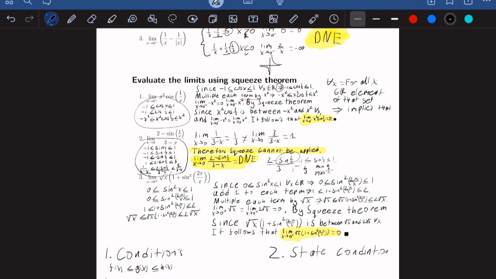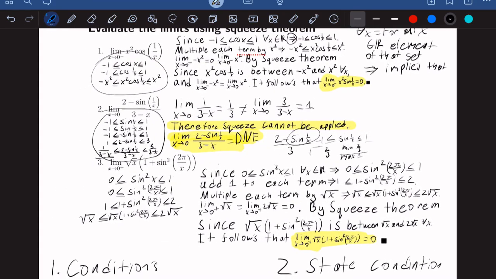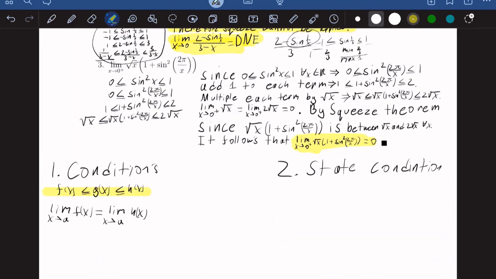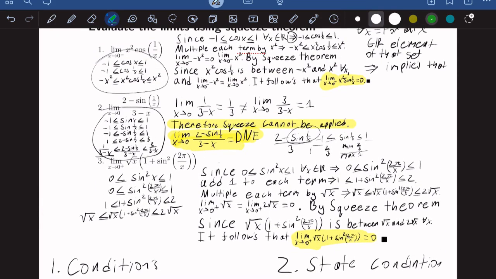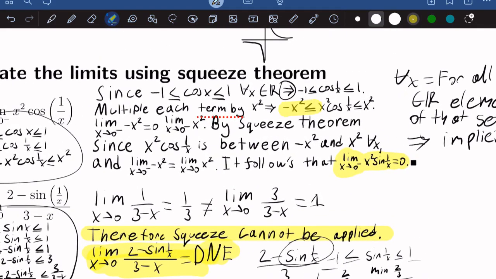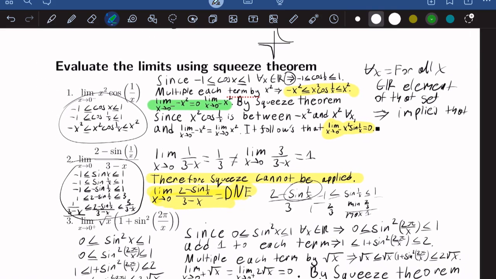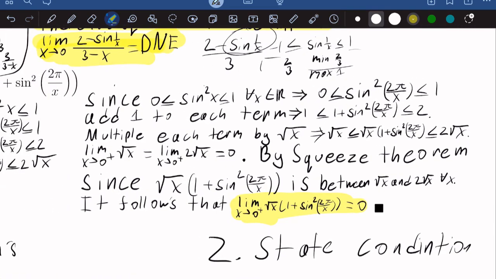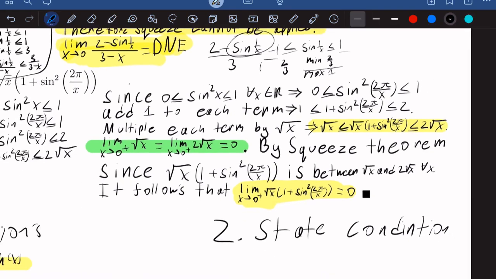And you can see in number 1 and 3, I do those. So our condition 1 will be yellow, and our condition 2 would be green. So in the first one, our condition 1 is right here. And our second condition is right here. And the third one, our first condition is here, and our second is right after.